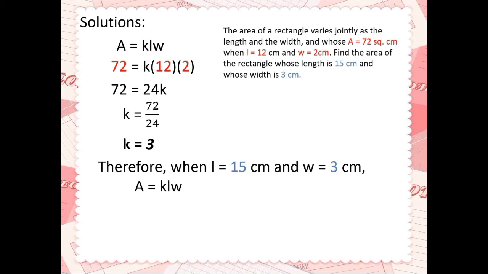Given the variation mathematical sentence of A is equal to kLW, we already have the value of our k, which is 3, and then multiply it to 15 and 3, which is the value of our L and W. So A is equal to 3 times 15 times 3 is equal to 135 square centimeter.